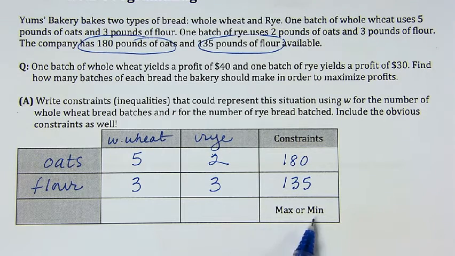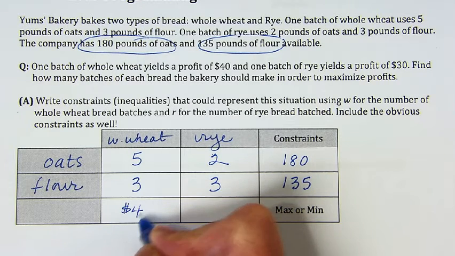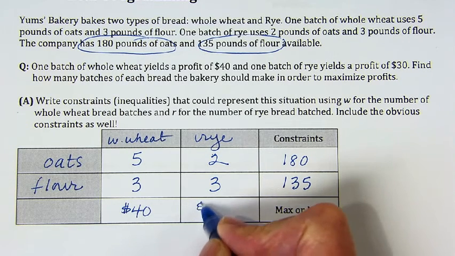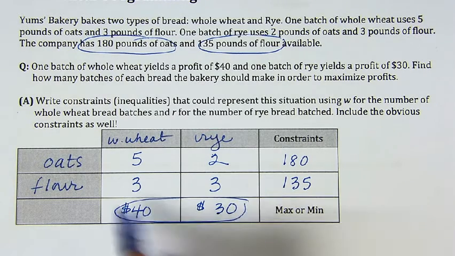Now, where it says max or min, this is where I think we're going to talk about our profit. We're trying to maximize our profit. We make $40 per batch of whole wheat, and we make $30 per batch of rye. These numbers aren't really necessary for this table. We will use them later when we write our maximizing, minimizing equation.